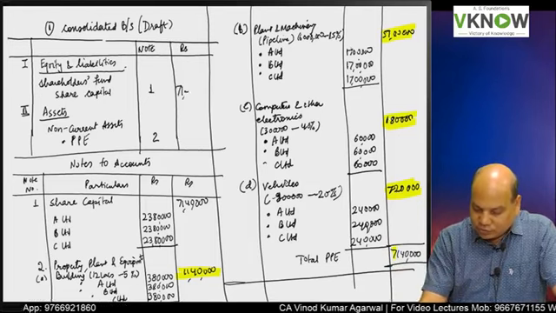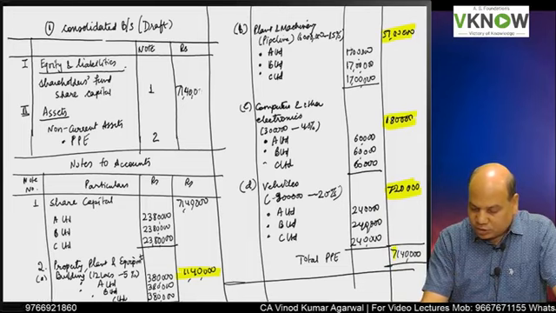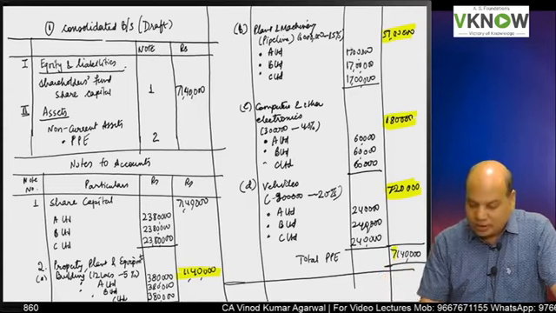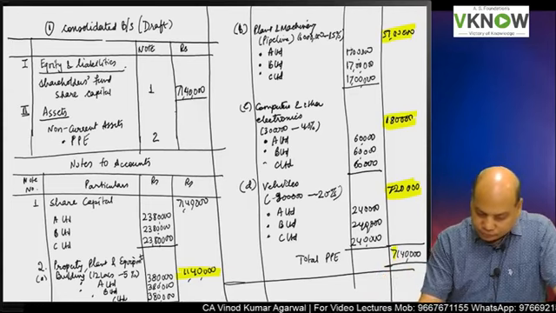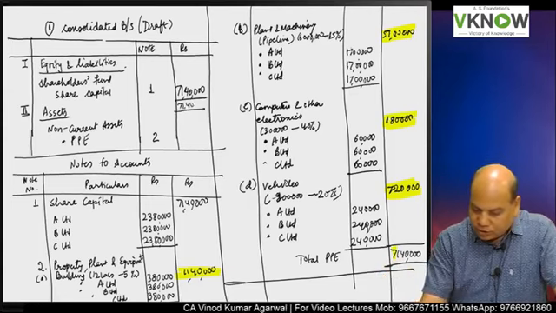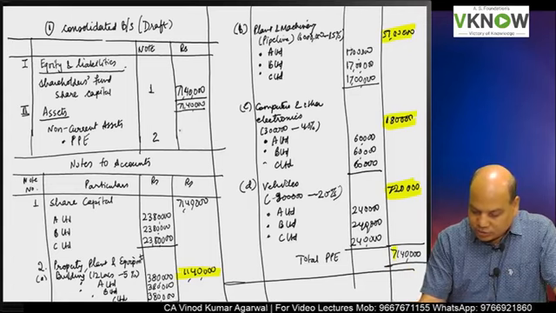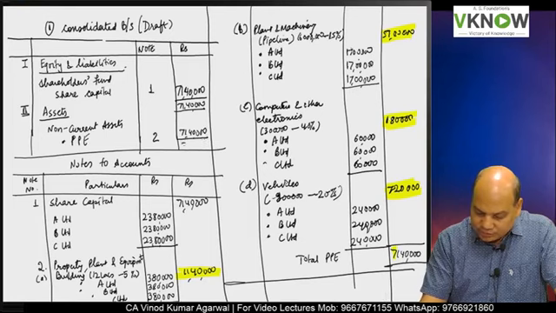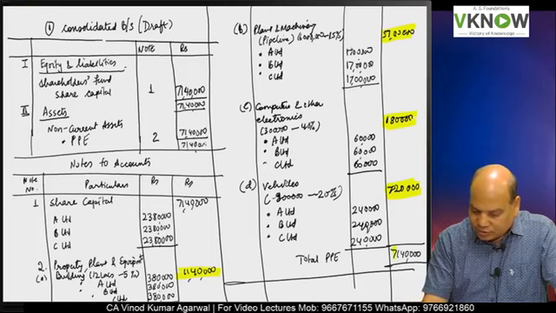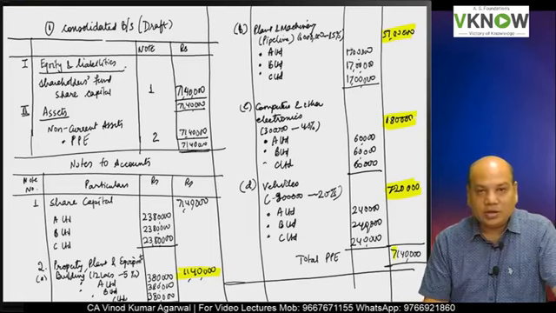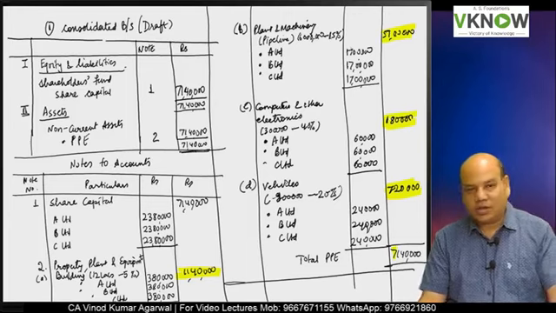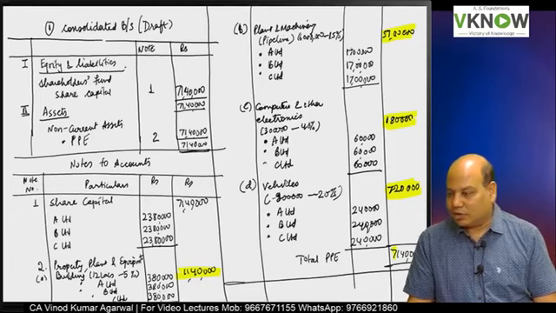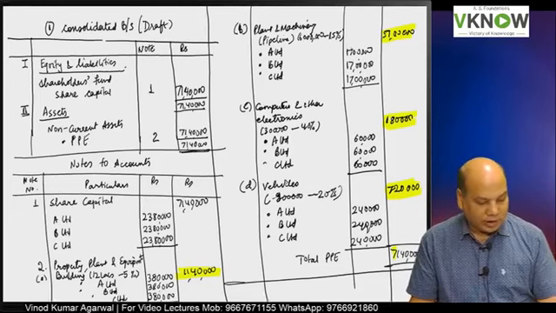As I have told you, if it is a jointly controlled asset, there is no consolidated balance sheet as such. It is only for understanding how much is the stake of each venturer. Each venturer stake is 23 lakh 80,000 in the assets of the joint venture. That's it. So this is about the consolidated balance sheet.